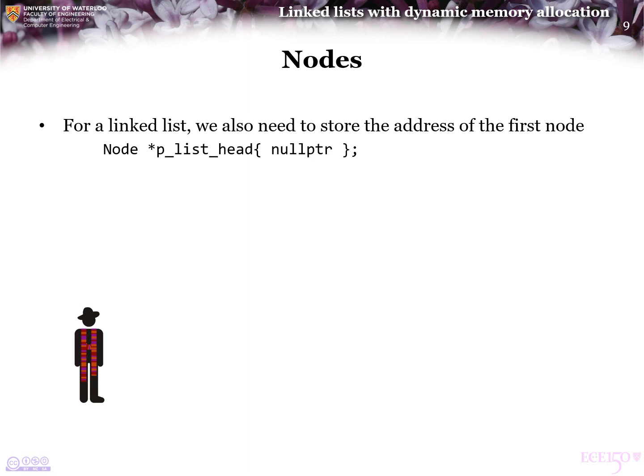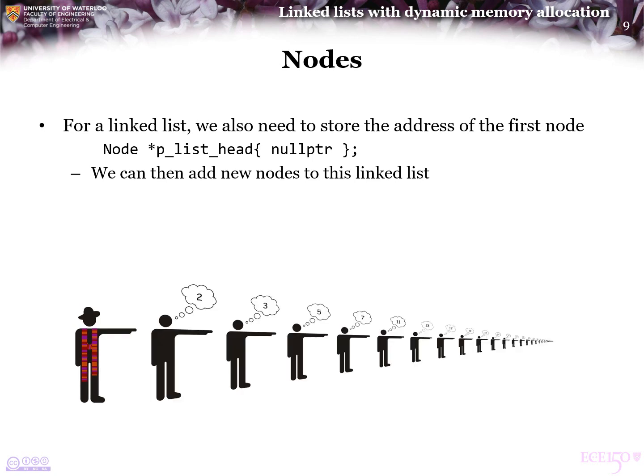However, as we go on, we may be adding more and more new nodes to this linked list. So the list head will store the address of the first node. The first node will store the address of the second node. The second node stores the address of the third node, and so on and so forth. Consequently, as long as we are storing the address of the first node, we indirectly have access to every single node in this linked list.